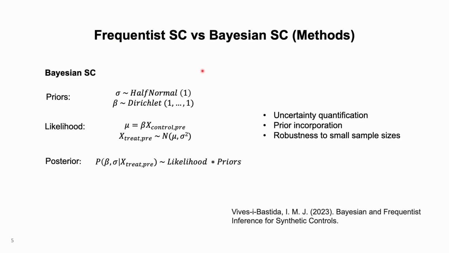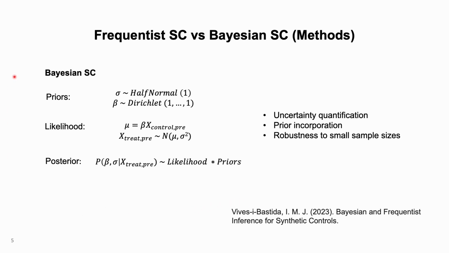Previously, we introduced frequentist synthetic control, where you can see that it's actually very similar to linear regression, except for the constraints on the beta coefficients. And here we propose a Bayesian synthetic control model, referring to this paper here.